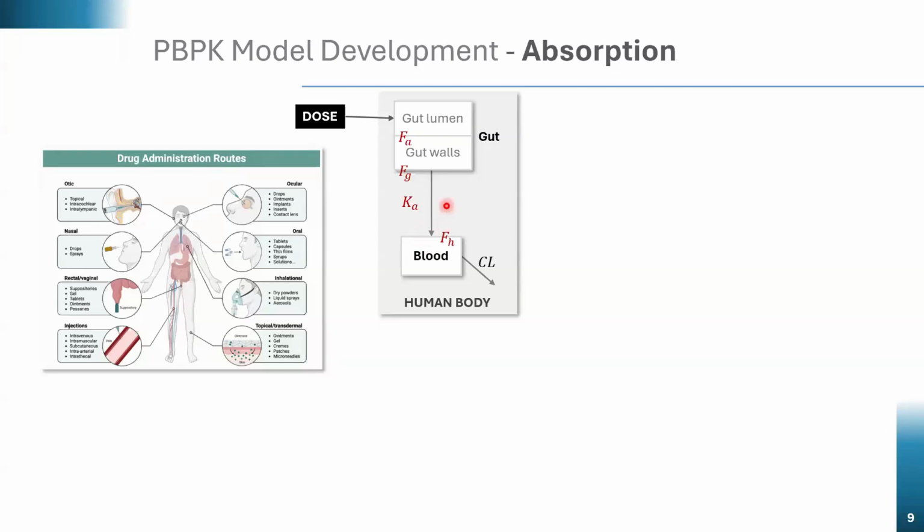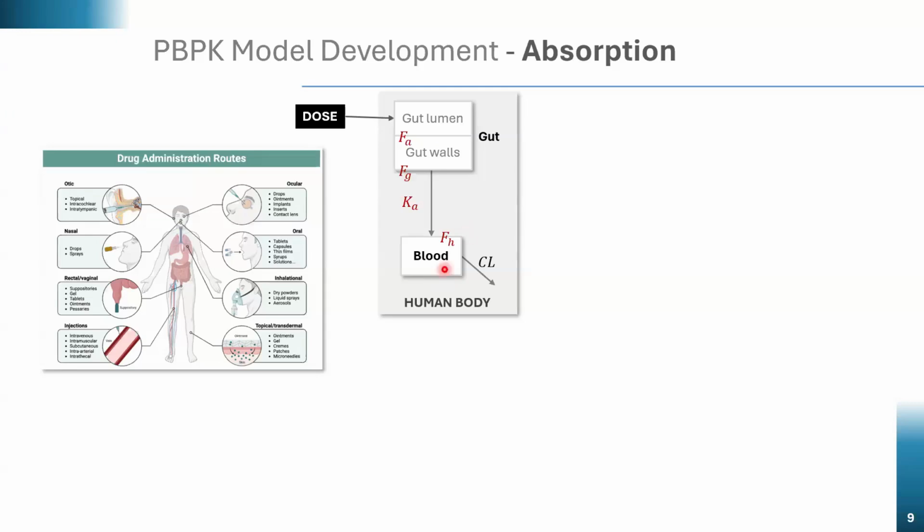Now, as a result of the first pass effect, some of the drug is also metabolized and lost. That is accounted for by FH, the fraction of the drug that escapes the hepatic metabolism. Okay. So at the end of the day, the fraction of the dose which shows up eventually in the blood circulation is what we refer to as bioavailability.